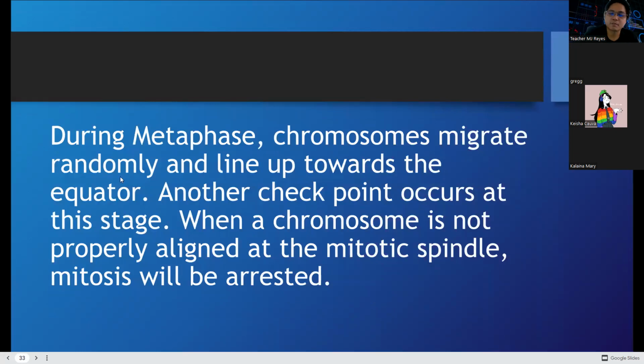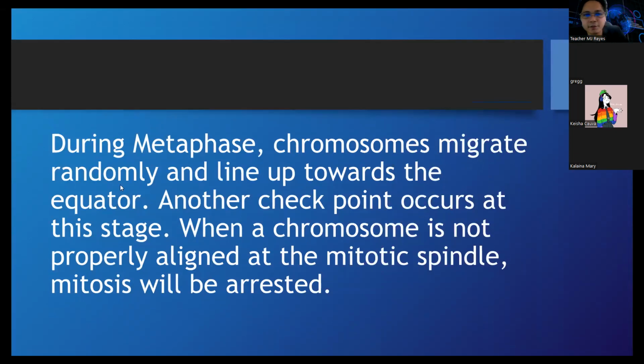That is prophase. Okay, let's move now to metaphase. During metaphase, chromosomes migrate randomly and line up towards the equator. Again, if you're going to look under the microscope and the chromosomes are lined up at the center or the equatorial line, it means that the cell is now in metaphase.